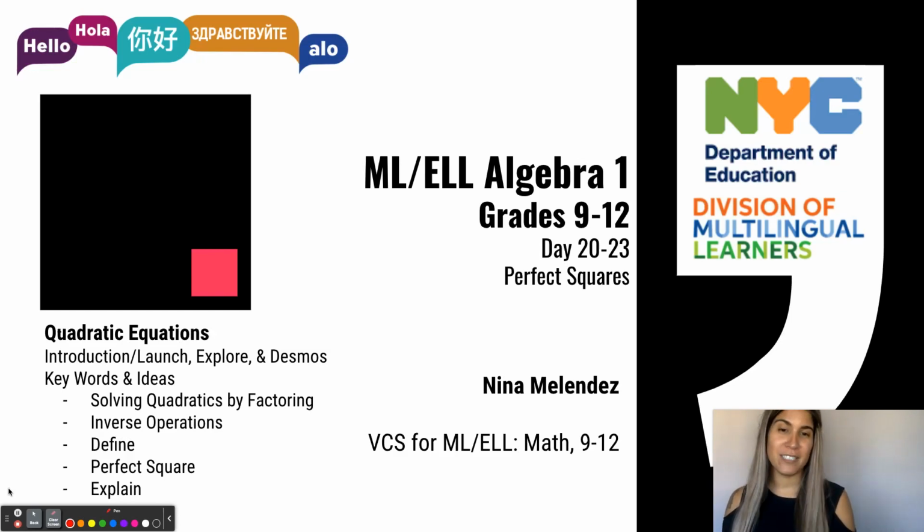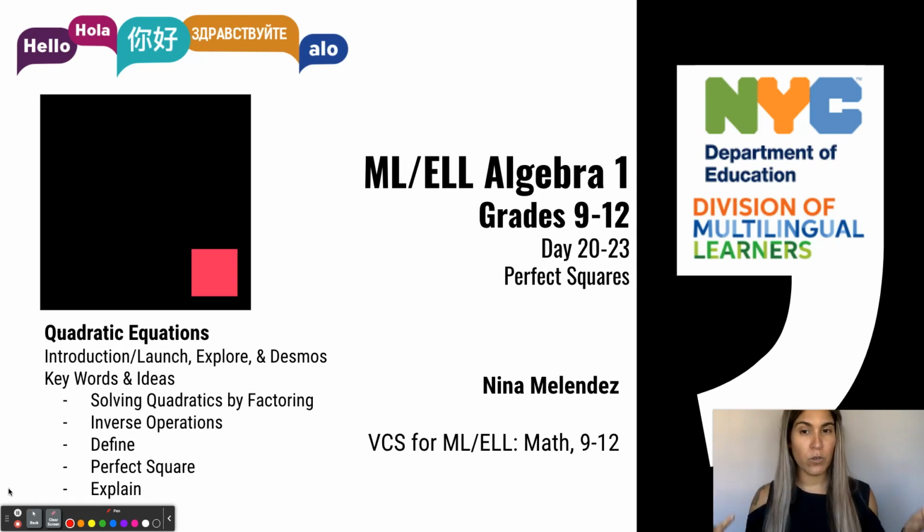I am the Virtual Content Specialist for Multilingual Learners and English Language Learners for Mathematics Grades 9 to 12. Today we're going to focus on Algebra 1, day 20 to 23, and the lessons focus on perfect squares. In these lessons, we are going to see how to support our multilingual learners through visuals and breaking down what a perfect square is. We're also going to talk about how to use Desmos as a tool and what it means to define and to explain.